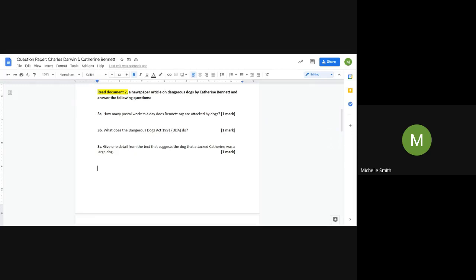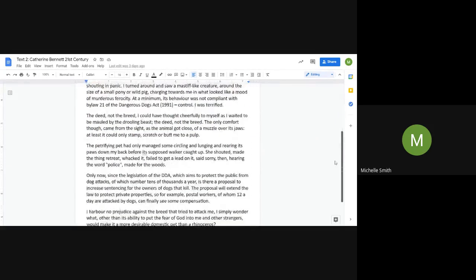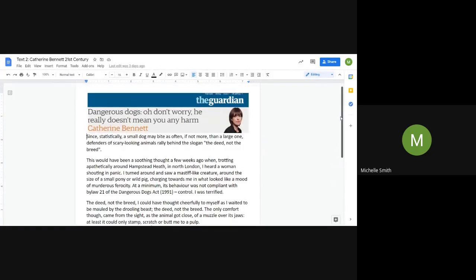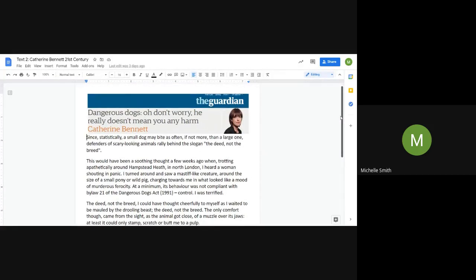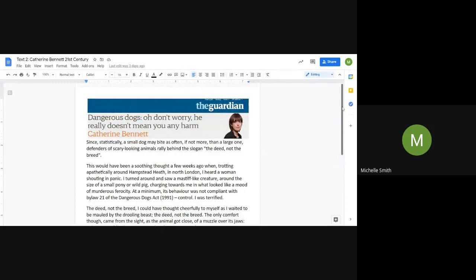So read document 2. Now document 2 should look like this. This is on Google Classroom for you to open. I'm not going to read it out because there is a video of somebody reading this for those of you that need human readers or screen readers. As you can see, this is the 21st century text, and it's a newspaper article from The Guardian, and the author here is Catherine Bennett. Our title is Dangerous Dogs. Oh, don't worry, he really doesn't mean you any harm. So we've moved from tortoises to dogs now.